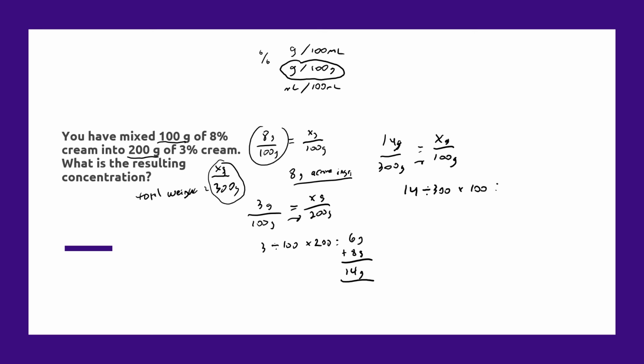And I'll bring out my trusty calculator for this part. 14 divided by 300 times 100 equals 4.6666. So we'll just round that up to 4.7. That's going to be grams per 100 grams, which means that's 4.7%. So that would be our answer.